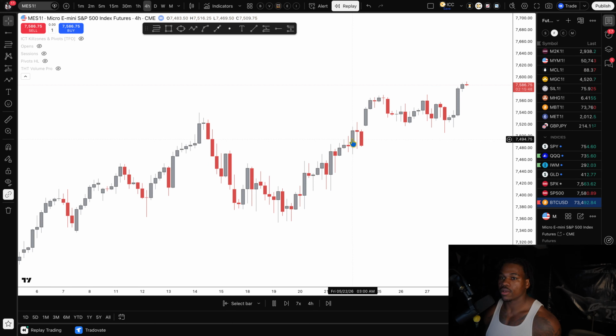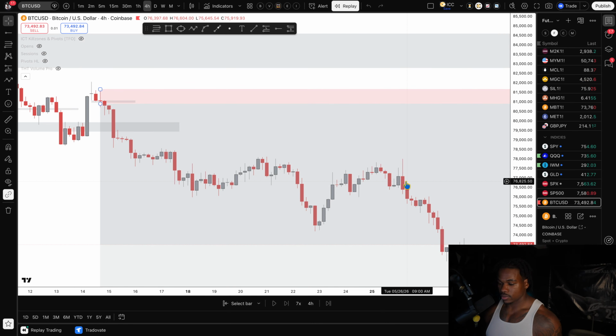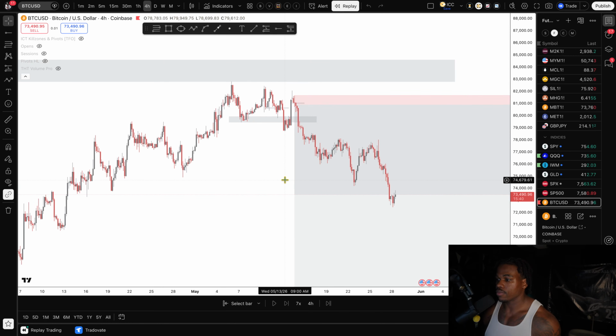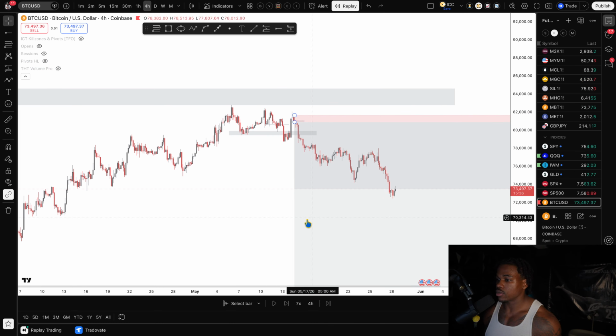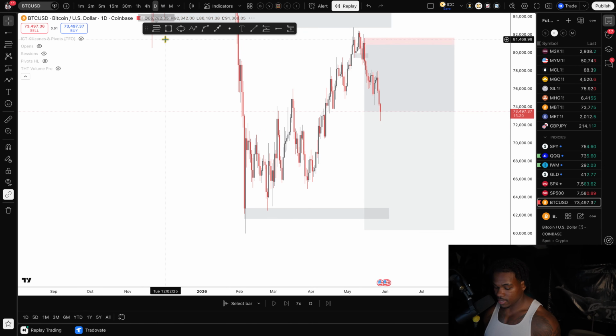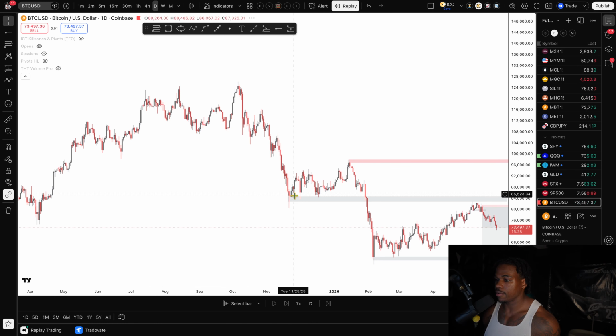I got a Bitcoin. If it pops up, this has been my Bitcoin prediction. I didn't take the trade though, right? This has been my Bitcoin prediction that Bitcoin is going to drop fully to about $60,000. And the reason why is, again, ICC. Price is trending on the daily. Lower low, lower high, lower low.